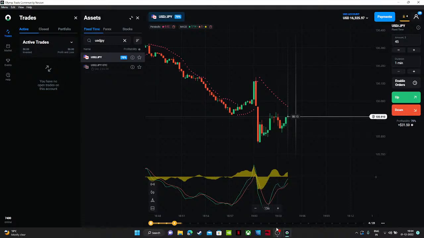Best markets to trade using the parabolic. You should look forward to trade on the currency pairs with the parabolic indicator.